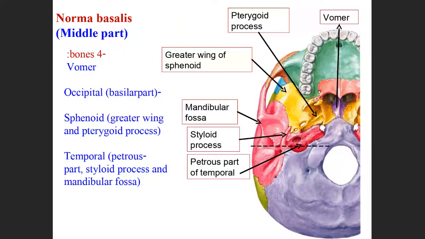And same as next. What are the foramina in the middle portion? In the middle part, it is formed by which bones? It is formed by the vomer bone, the occipital bone, and the sphenoid bone, the greater wing of the sphenoid bone, and then the temporal bone. In the temporal bone, these are the subdivisions: the petrous part, the styloid process, and the mandibular fossa. All these areas.